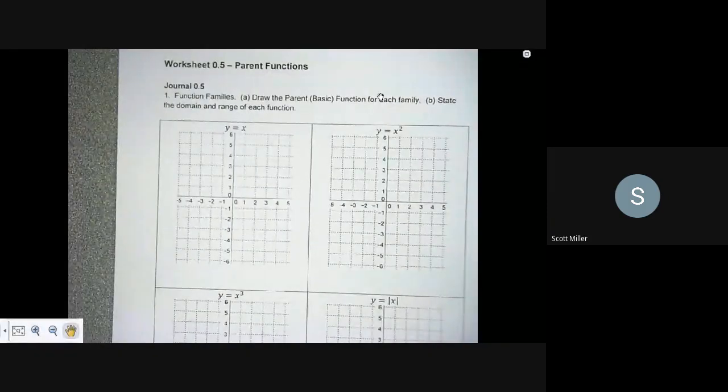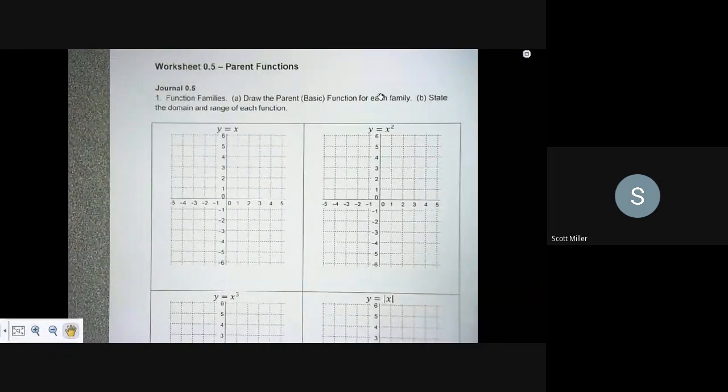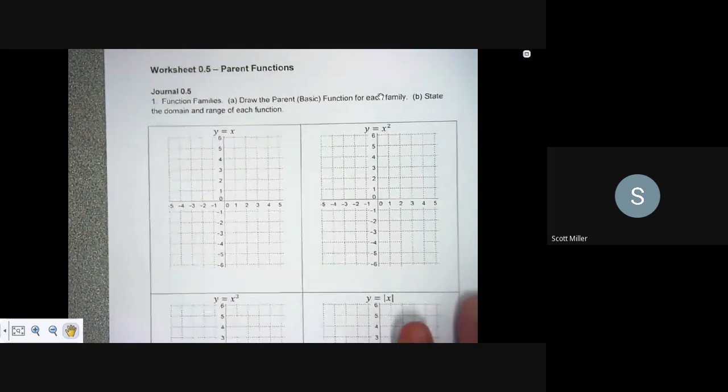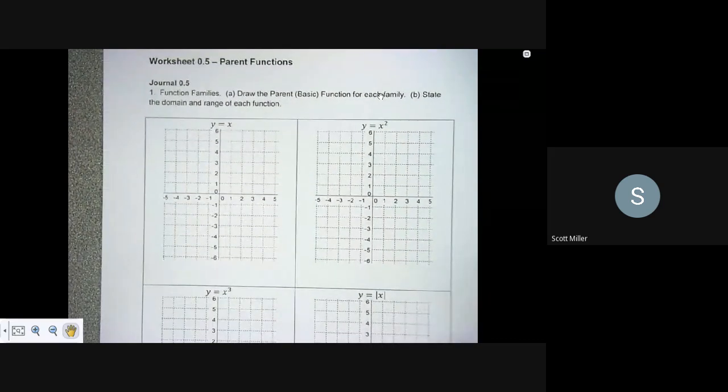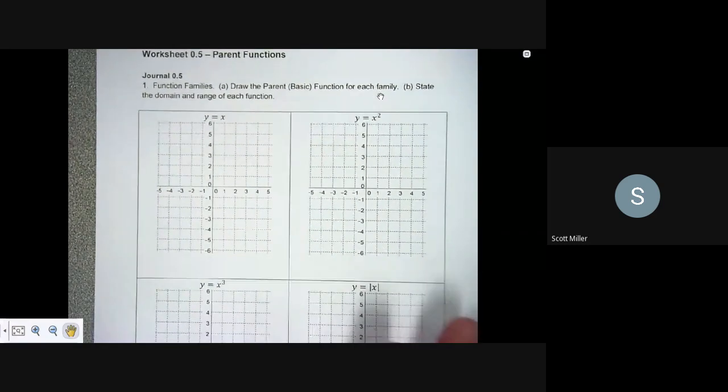This is worksheet 0.5. There is no textbook work on this section. And this section right here is preliminary information and work that we're going to be using later. So the first thing that we want to do, and I'm not going to have time in this video to do all of these, but I will do a couple.